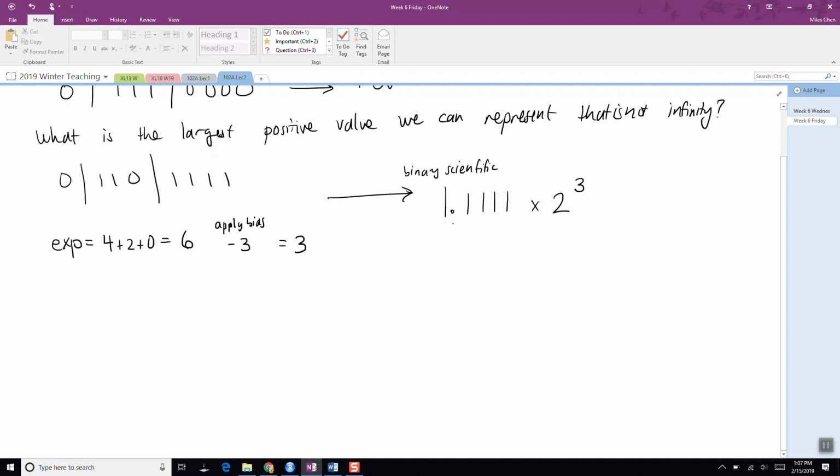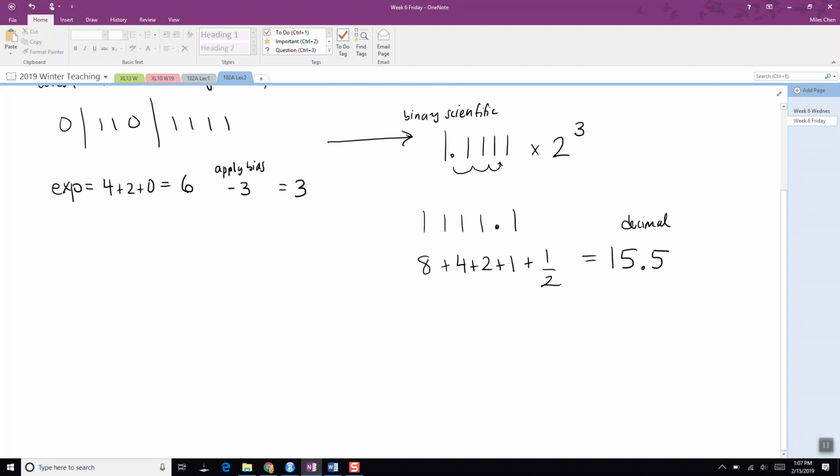I will roll the point over 3 spots, and I'll get 1111.1, and this is 8 plus 4 plus 2 plus 1 plus what? 1/2. If I add all of this up, I get 15.5 in decimal. So this is the largest number I can represent that's not infinity.